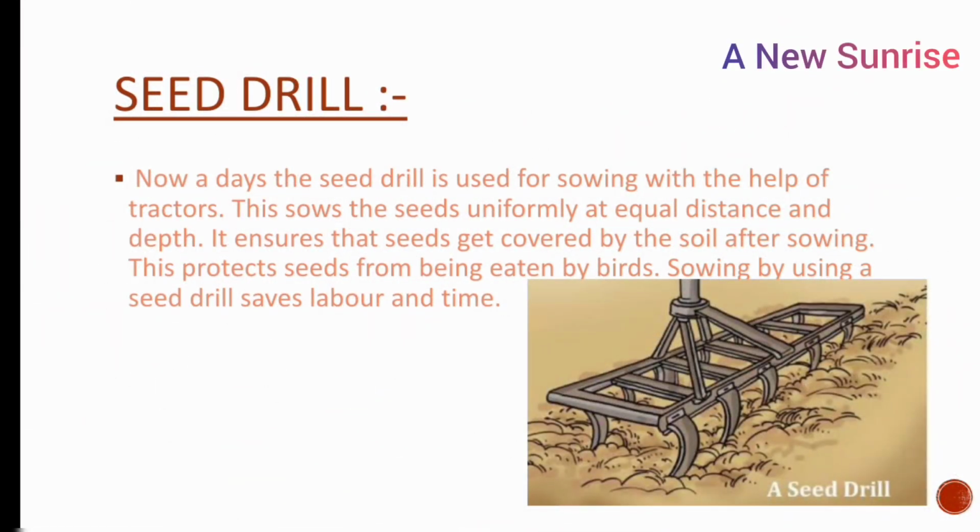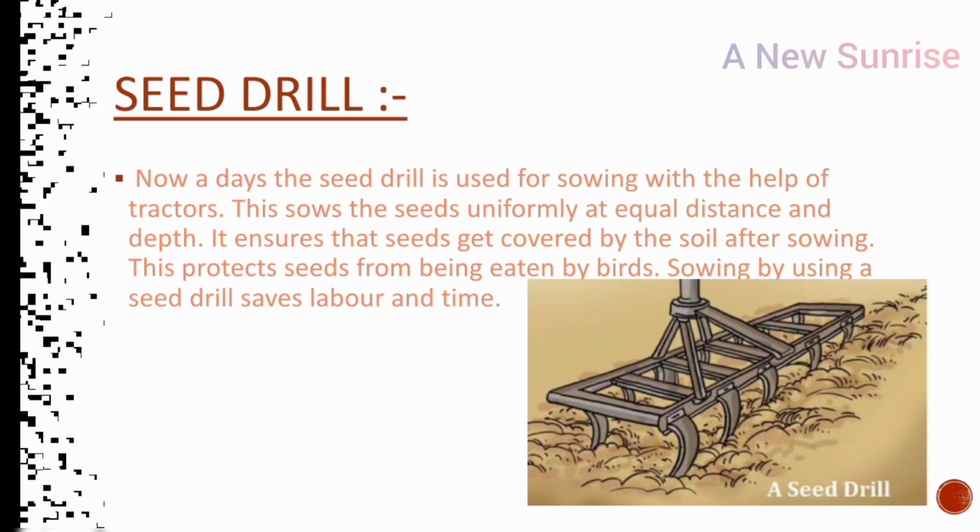Next comes a seed drill. Nowadays, the seed drill is used for sowing with the help of tractors. This is a modern equipment which is used nowadays in order to sow seeds. This sows the seeds uniformly at equal distance and depth. It ensures that seeds get covered by soil after sowing. This protects seeds from being eaten by birds. Sowing by using a seed drill saves labor and time.